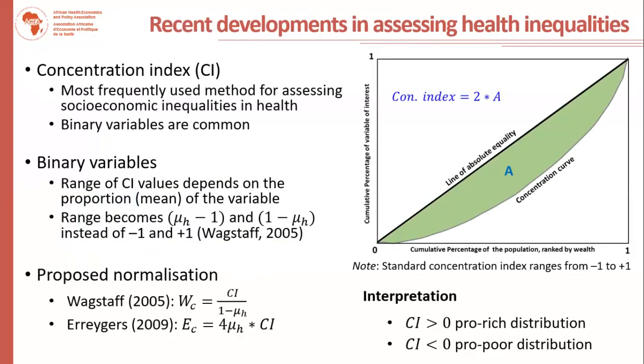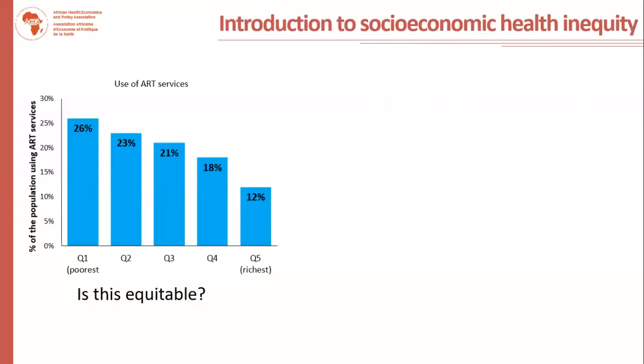But before we go there, I want you to understand something. When we see this, for example, the use of ART services in Ghana, for some reason I chose Ghana, do we think this is equitable?